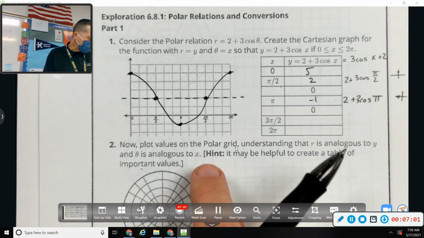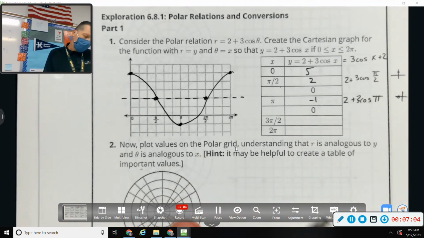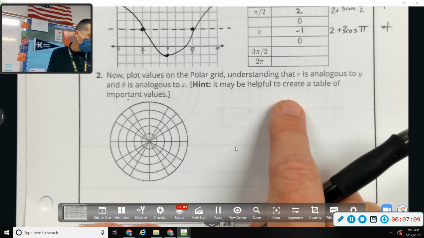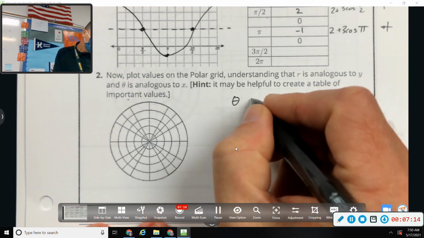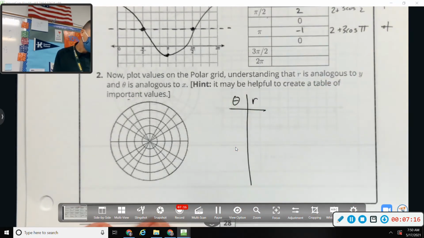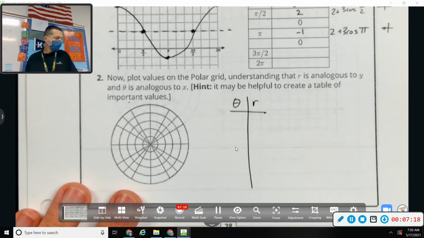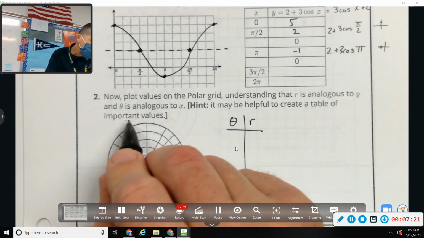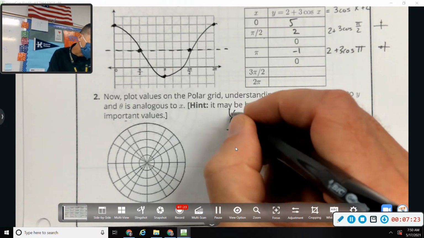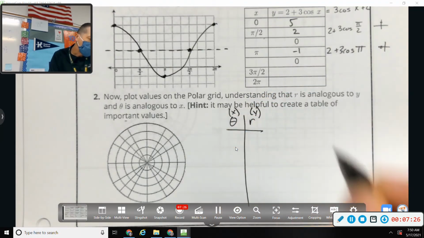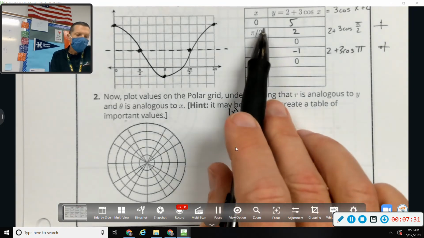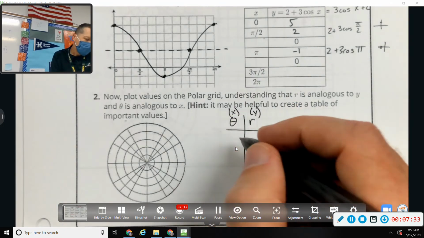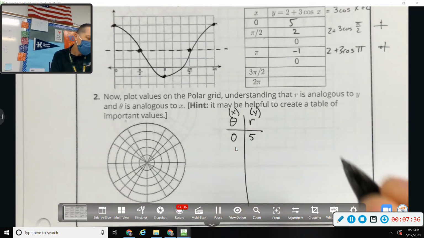Now we want to plot these values on a polar graph. And it may be helpful to create a table of values. So let's do that for this one. Theta and R. Here it even helps us: theta is analogous to X, R is analogous to Y. So we can use those same points we used. So if theta is 0, R is 5.